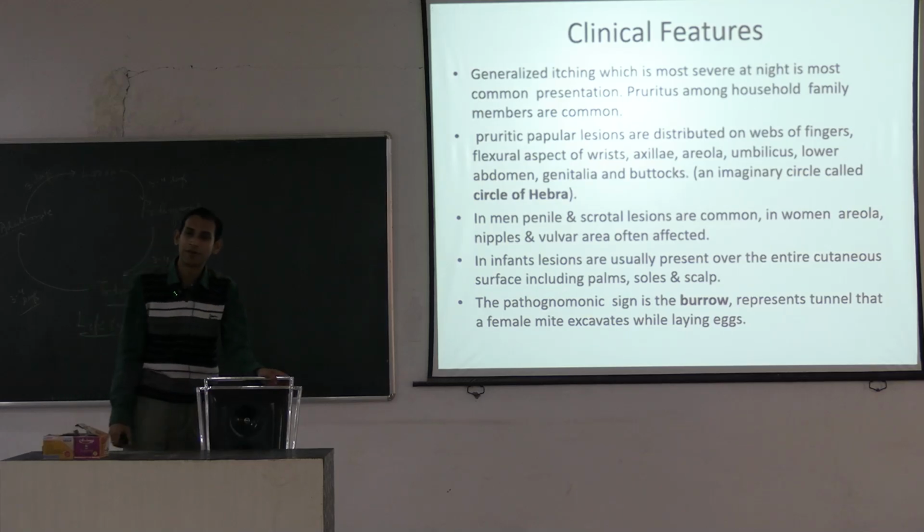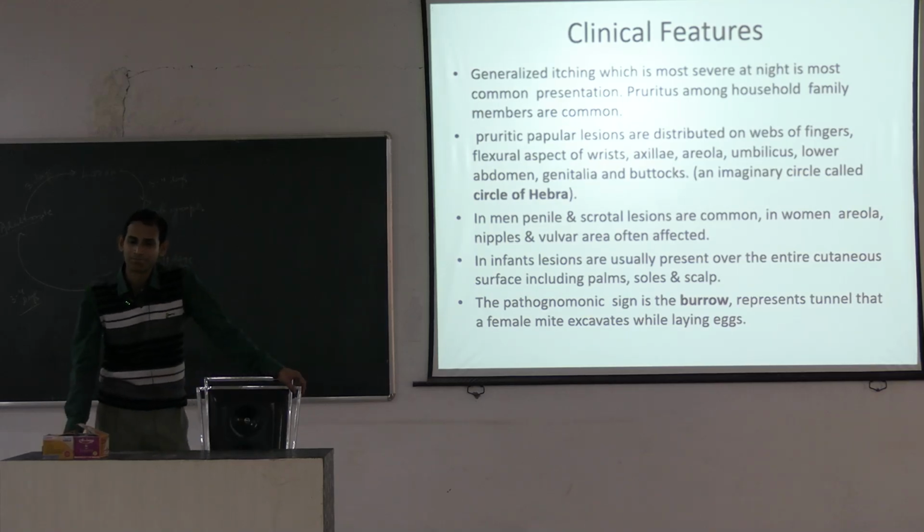What is macule? What is papule? Papule is basically an elevated skin lesion, size less than 5 millimeter or less than 0.5 centimeter. It is an elevated skin lesion.